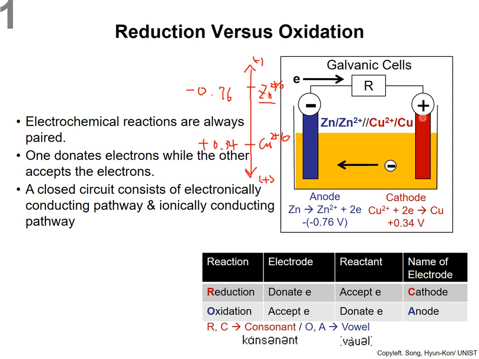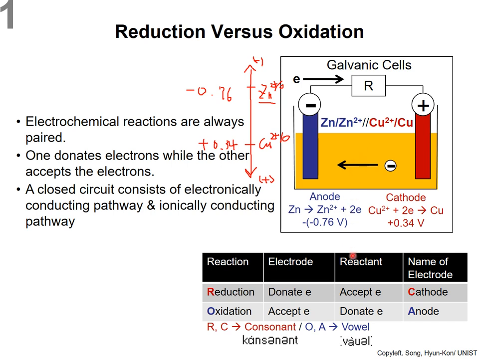So what kind of lessons would we obtain from this picture? Electrochemical reactions are always paired, in this case, oxidation from the zinc part and reduction from the copper part. So reduction is always paired with oxidation to complete a circuit. One donates electrons, oxidation, while the other accepts the electrons, reduction. A closed circuit consists of an electronically conducting pathway and an ionically conducting pathway. So from the zinc electrode to the copper wire to the copper electrode is the electronically conducting pathway. Also, at the other half of the circuit, we have the ionically conducting pathway. That is the circuit for an electrochemical cell.